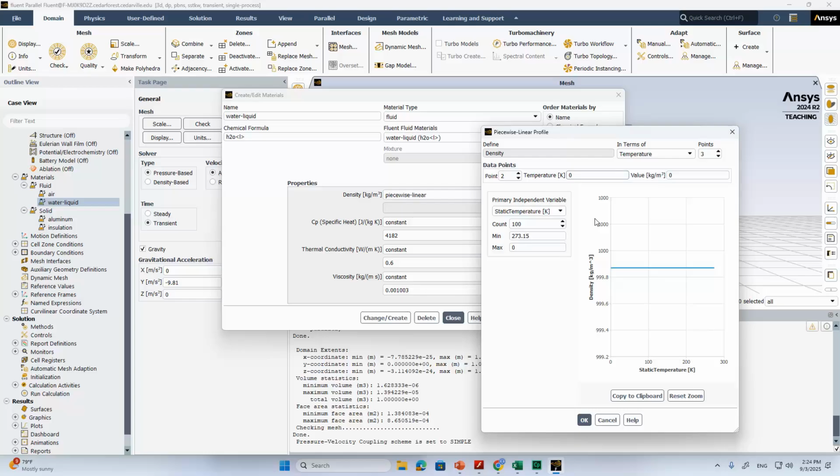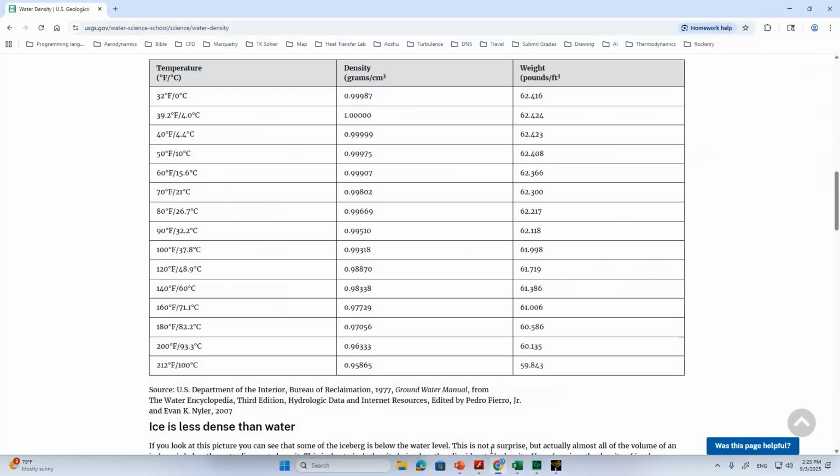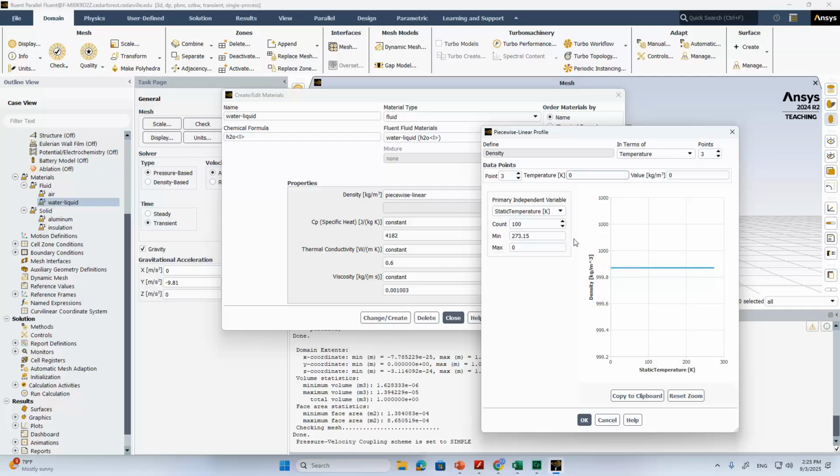So 4 degrees, that is 277.15 Kelvin. Density is 1000. And the last data point is at 4.4 degrees. How about I use 10 degrees instead? The density becomes 999.75. 10 degrees, that is 283.15 Kelvin, and the density is 999.75.